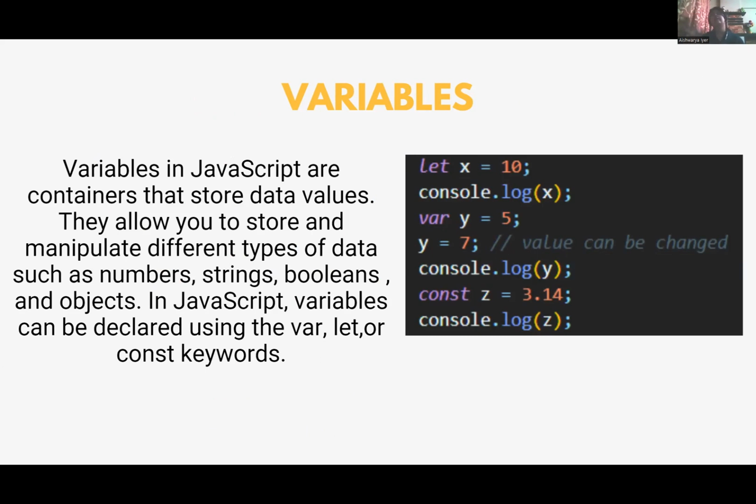On the right hand side, we can see how the assignment is done. Also, we can manipulate the values over here. As you can see on line number 3, y is equal to 5, and on line number 4, y is equal to 7. So we can manipulate the value over here.